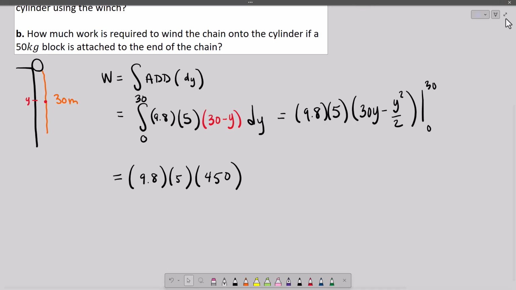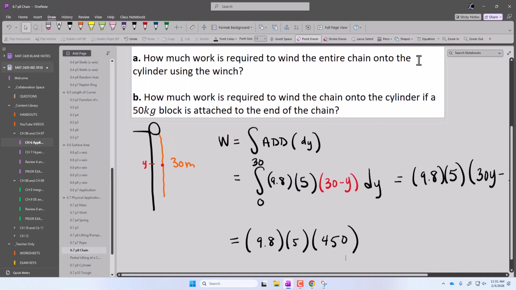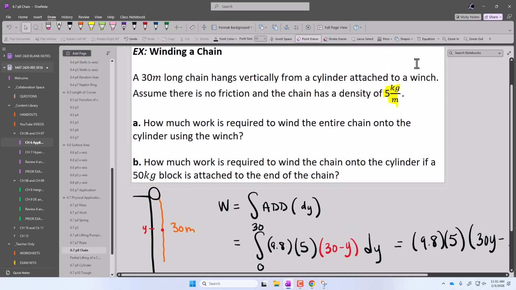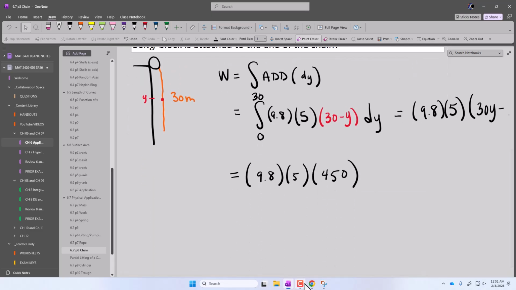Did it say that 5 somewhere above the density? Cool. Yeah, so that density has got to be given.